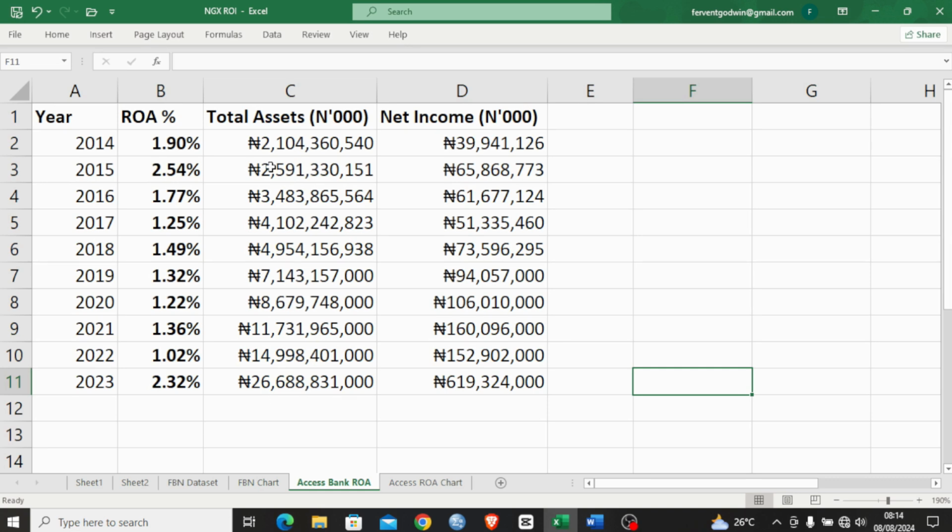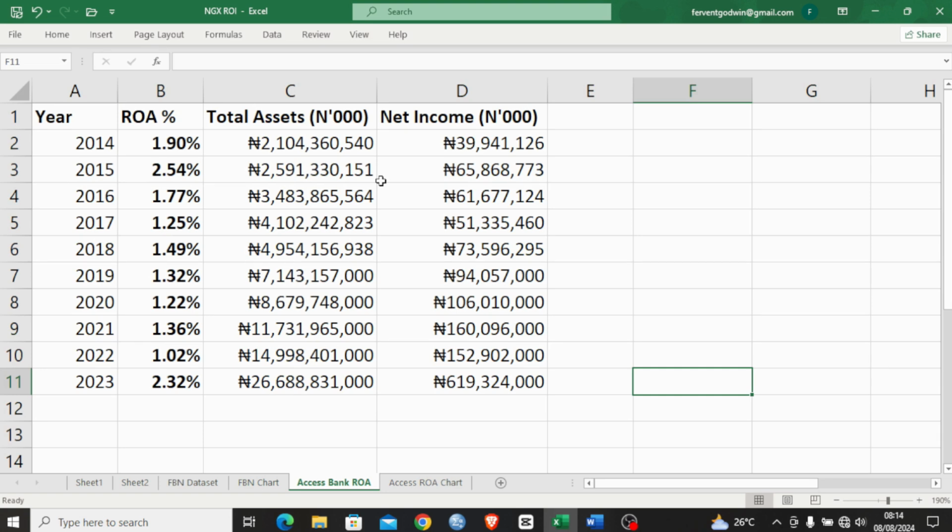So for example, for 2014 they had about 2 trillion in assets, and then in 2023 this is 26 trillion in assets. And in correspondence to that, they have 619 billion naira in net income for the year 2023. So it's just the corresponding years, their total assets for that year, and then their net income for that year. So we're checking how much they are able to generate earnings through these assets.